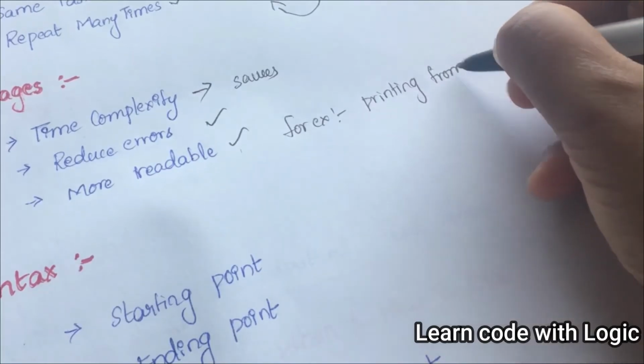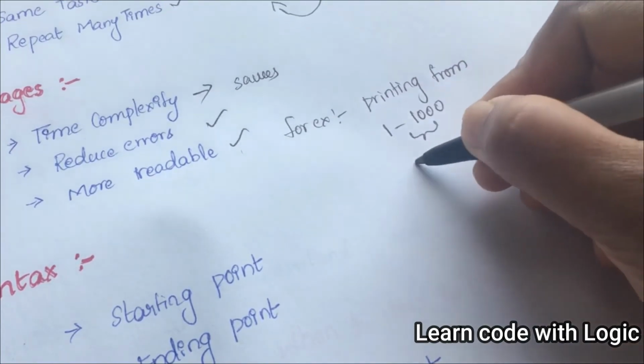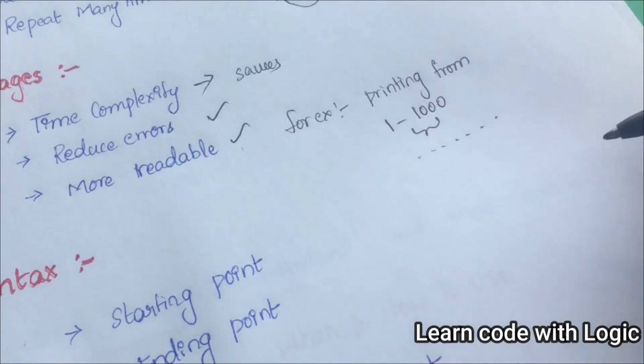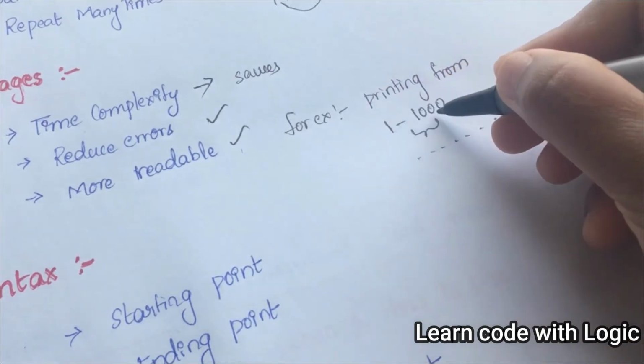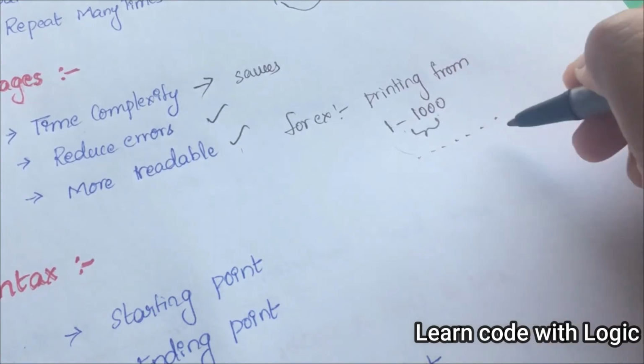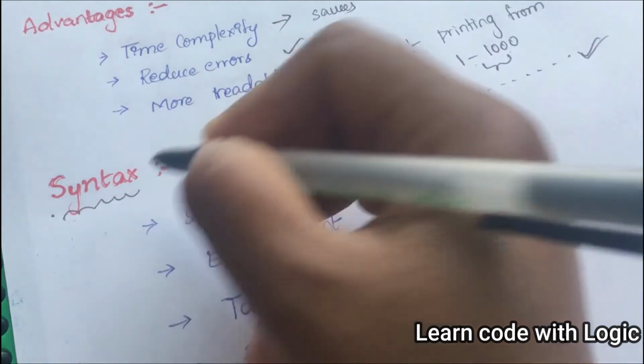For example, if you are printing numbers from 1 to 1000, it's not possible to write all the numbers from 1 to 1000, right? So in that way you can say, starting from 1 to 1000, print all numbers. It's so simple. Now let's understand the syntax for the loops.